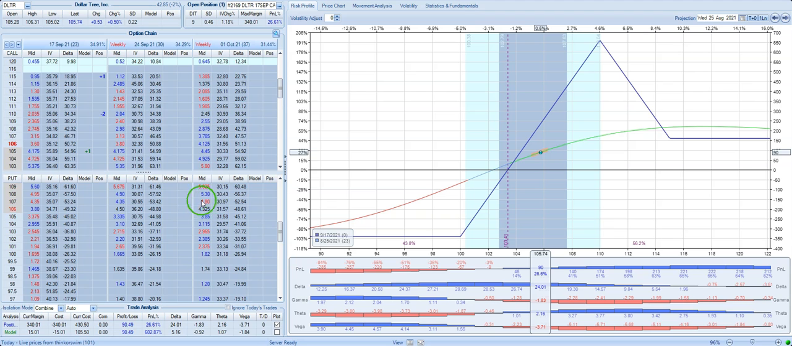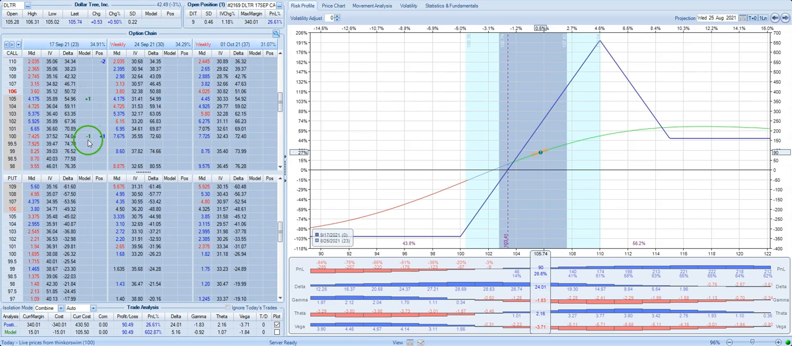My idea here is to roll up the 100 call that we're long up 5 points to the 105 strike. So I will be selling to close the 100 call, and buying to open the 105. We're still short 2 of the 110s, and we're long 1 of the 115s.